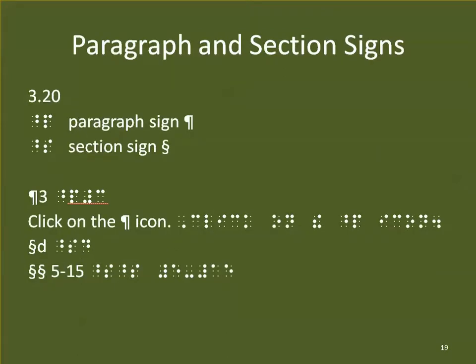We have new signs for paragraph and section, and as always, we braille what we see. So we have paragraph number 3. Again, we need that numeric mode indicator there for the 3. Click on the paragraph icon. It's okay standing all by itself. Section D, we don't need a grade 1 mode indicator there because the D is not standing alone.